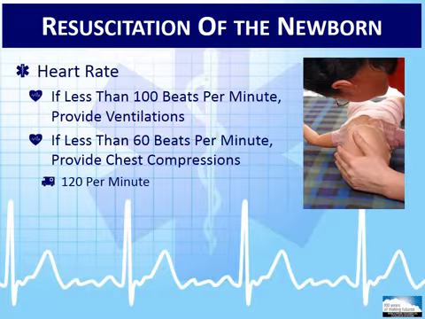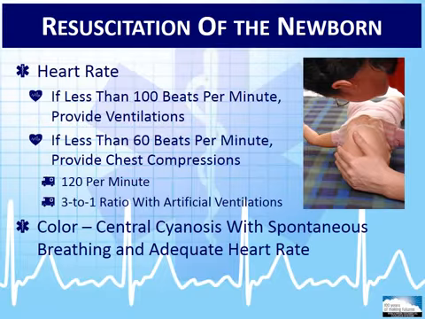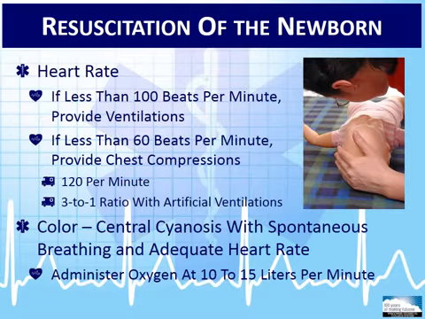of 120 per minute. Continue to provide ventilations as well at a ratio of 3 compressions to every 1 ventilation. If the baby has spontaneous breathing and an adequate heart rate, yet appears cyanotic, 10 to 15 liters per minute of oxygen should be administered with tubing held as close to the newborn's face as possible.